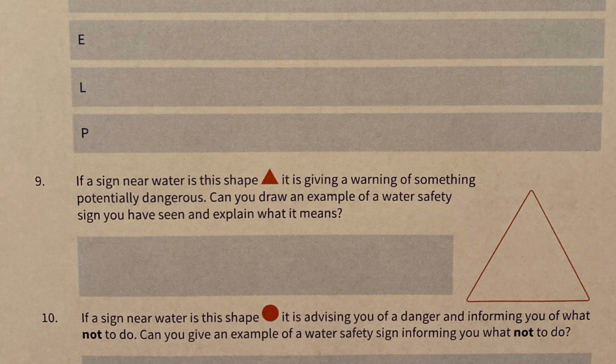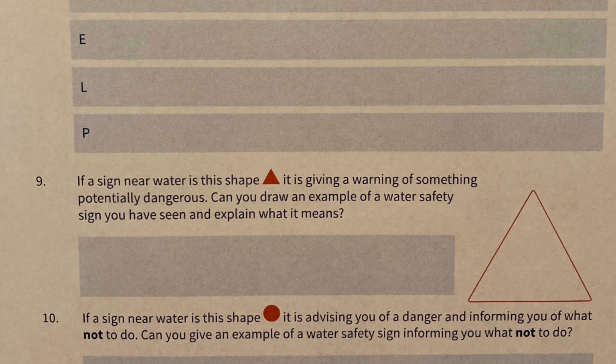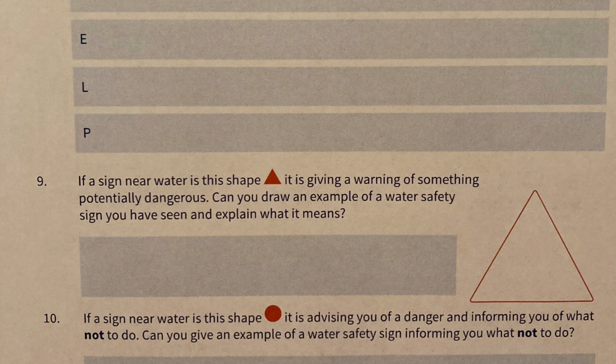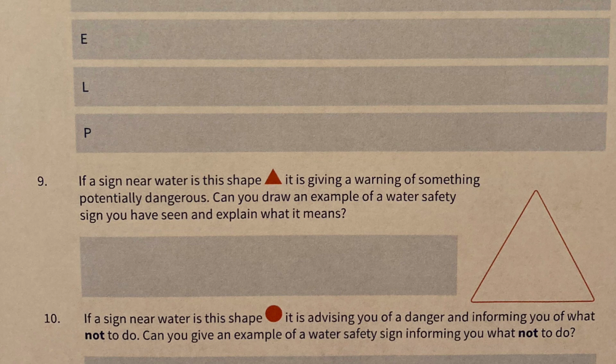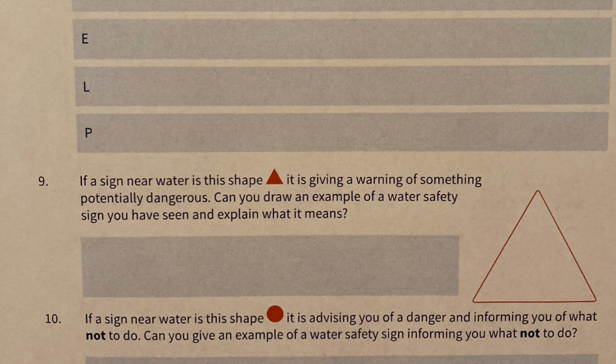Question 8. What do the initials HELP stand for? Question 9. If a sign near water is the shape of a triangle, it is giving a warning of something potentially dangerous. Can you draw an example of a water safety sign you have seen and explain what it means?